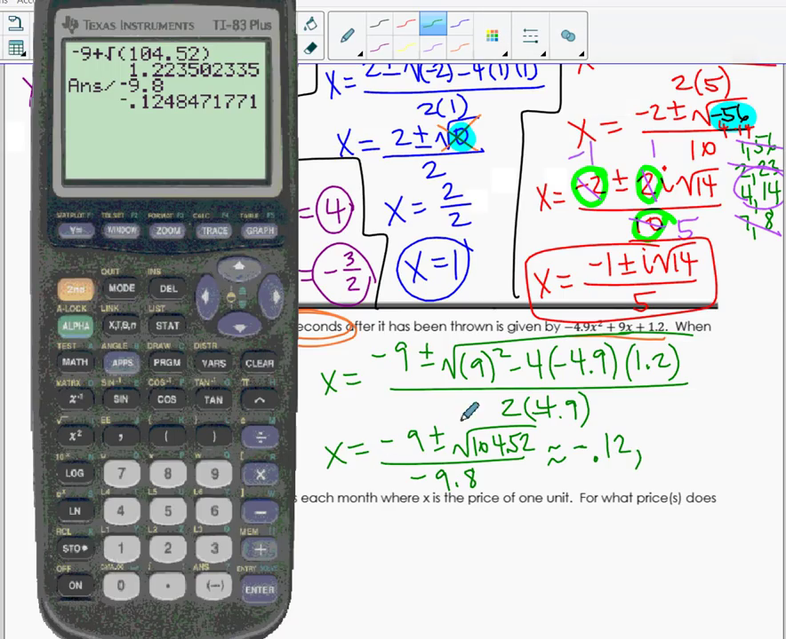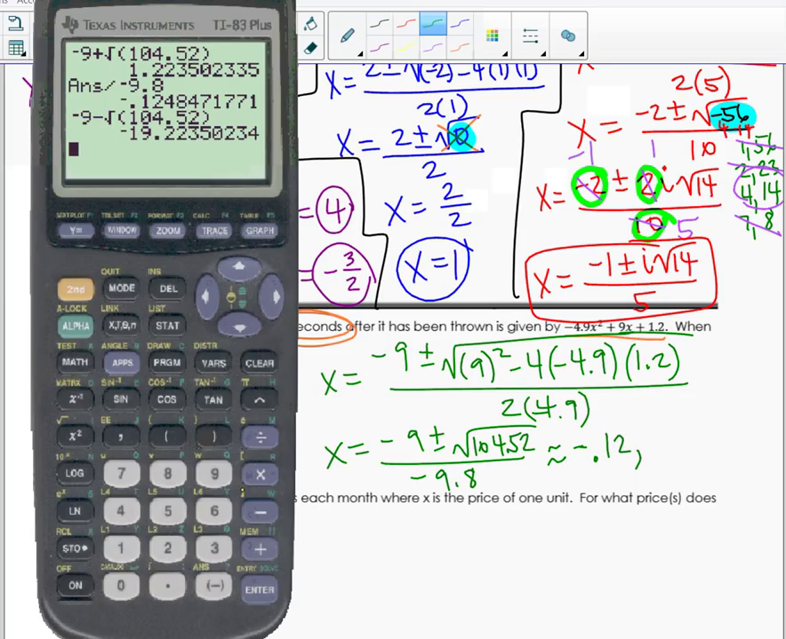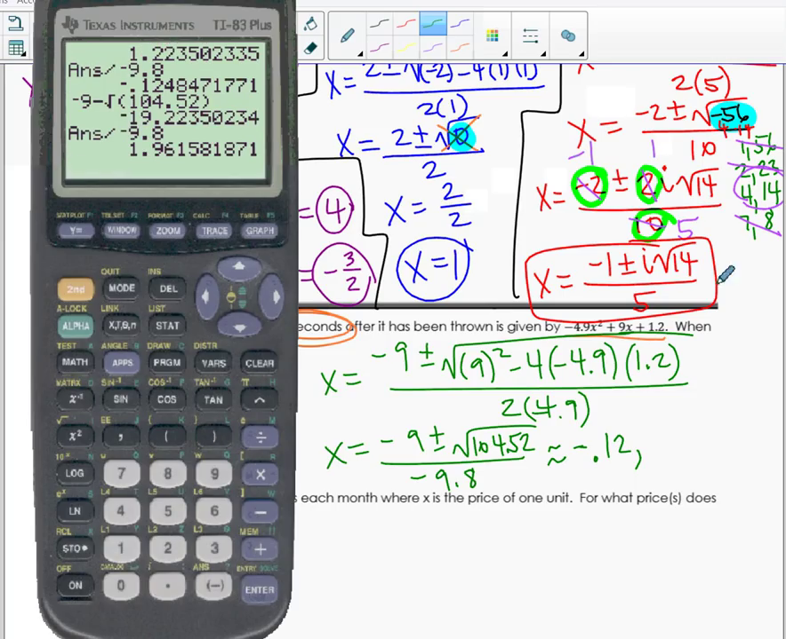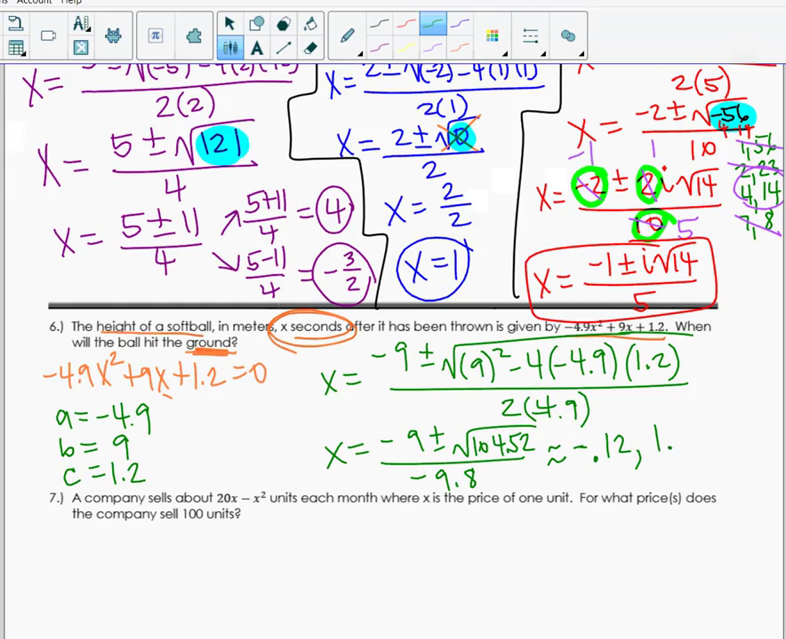Your other answer comes from negative 9 minus. Remember, you have plus or minus. One goes up, one goes down. So negative 9 minus the square root of 104.52. Divide that by negative 9.8. And your other answer is approximately 1.96.